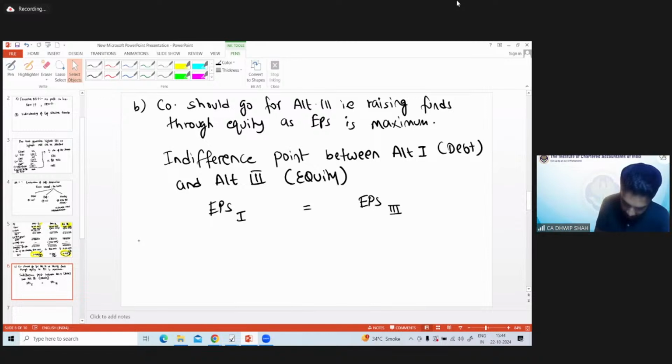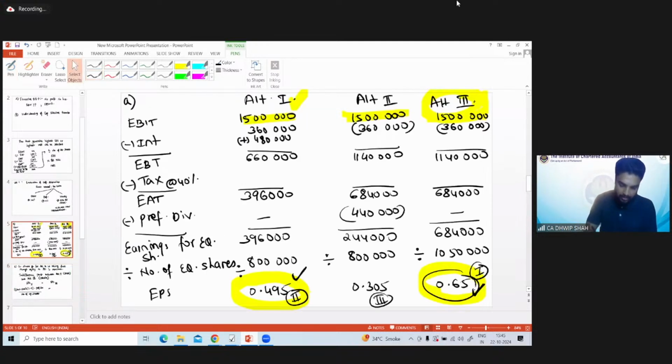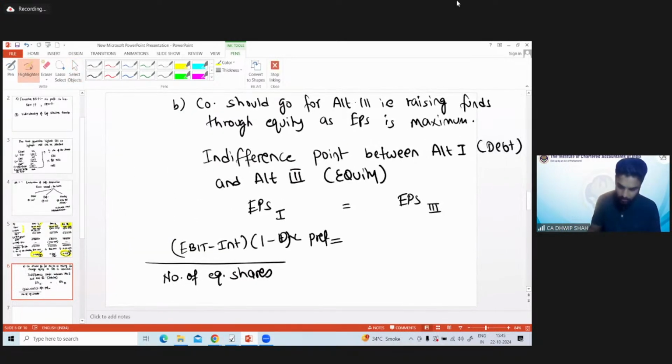Can I say the formula would be like this: EBIT minus interest is nothing but EBT. Yes or no? If I multiply this by 1 minus T, the resultant figure would be earnings after tax. Yes or no? Less preference dividend will be my earnings for equity shareholders, and if I divide this by the number of equity shares, can I say I will get the EPS? This is the formula that we have devised from the above format. Are you getting this? EBIT minus interest, what is EBIT minus interest? Can I say EBT?